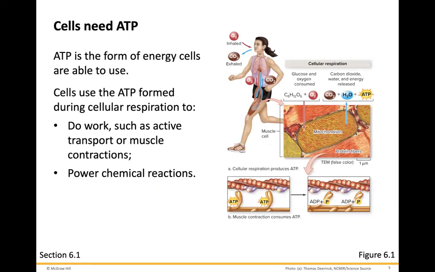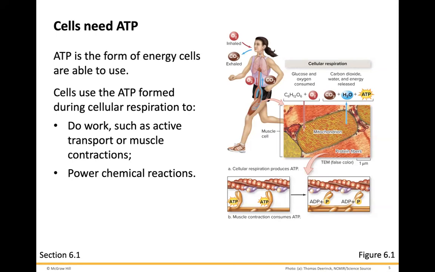Cells use ATP formed during cellular respiration to do work such as active transport or as simple as muscle contractions so that you can move, run, walk, pick up things. It will also power many of the chemical reactions that occur inside a cell. Here we see the first illustration, labeled A, which depicts cellular respiration and production of ATP. A human being inhales oxygen and exhales carbon dioxide, which leads to a muscle cell. The mitochondria will then consume oxygen and glucose and release carbon dioxide, water, and energy.